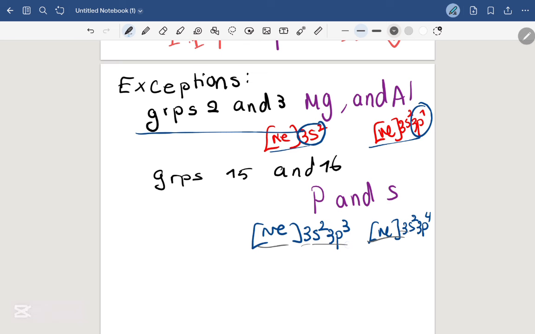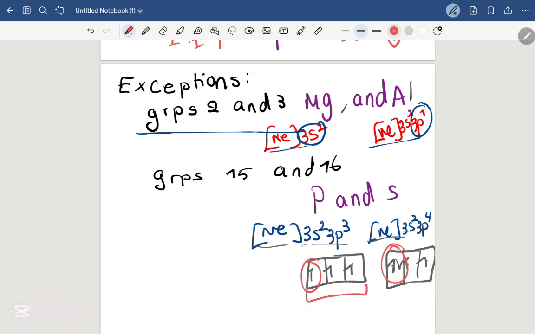In this scenario, let's draw the boxes of the p orbitals. So let's start with 3p3. We fill in one up, one up, one up. For this one, one up, one up, one up, one down. Now what is the difference? Exactly. We have, first of all, 3 unpaired electrons, or a half-filled subshell. And then here we have one pair of paired electrons and then 2 unpaired electrons.